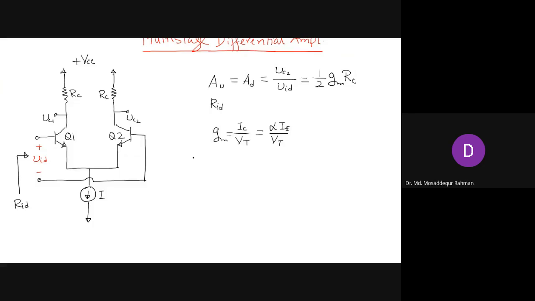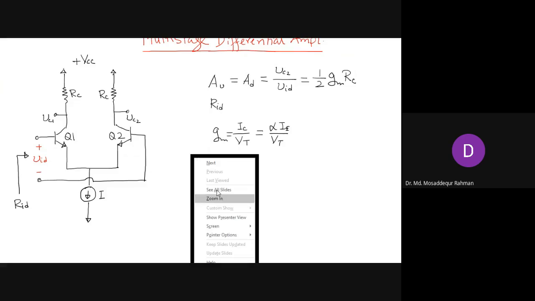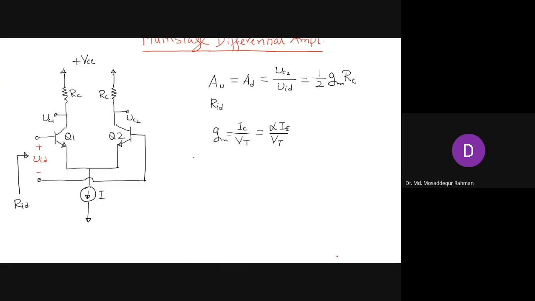Now, in this case, what is IE? IE is the current that is flowing in the emitter. IE will be here, and IC is here. We are showing only the DC currents, not the small signal currents, but both will be here. But since we are analyzing for gm, it depends on the DC collector current.